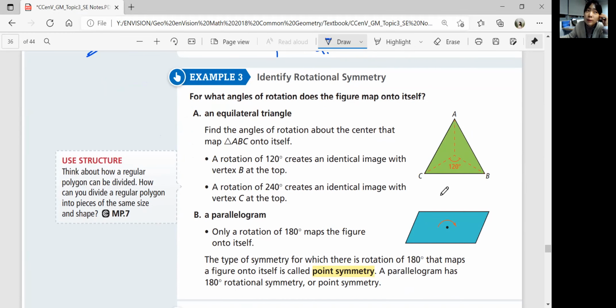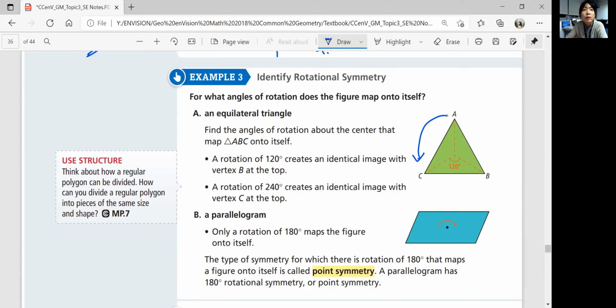This triangle is an equilateral triangle. It has the same sides and the same angles. So first, you're going to find angles of rotation about the center that map this triangle onto itself. If point A maps onto point C, that would give this triangle the same shape, right? So you have a total of 3 points, and you have 3 angles total for this rotation, okay?